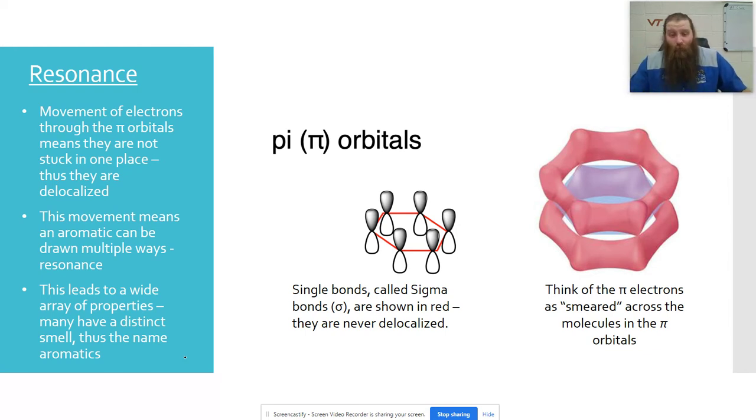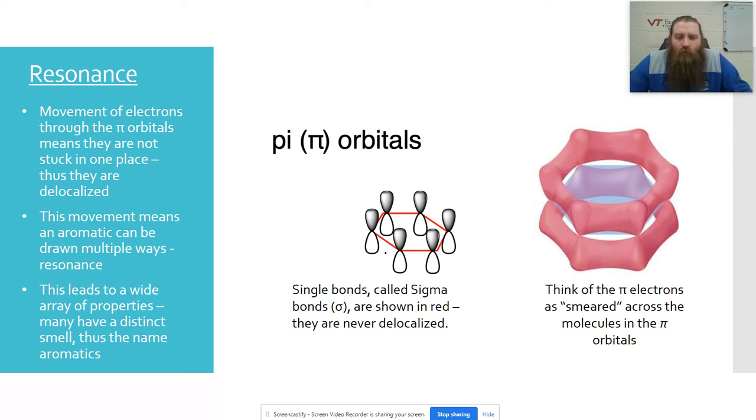Electrons are involved in bonding. And single bonds, which we call sigma bonds, you can see them right here. They're the bonds we've talked about most this year. And in this diagram, they're red. And single bonds are not delocalized. They can't be. If they were delocalized, they would no longer be involved in bonding.